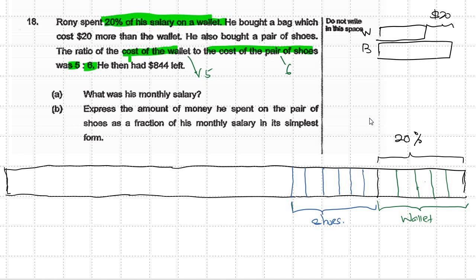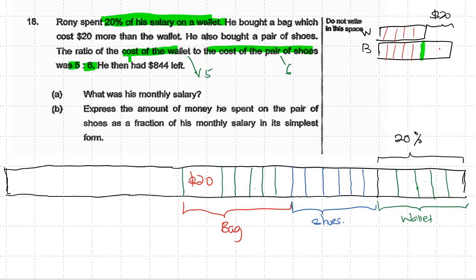But he not only bought shoes and a wallet, he also bought a bag. The bag is $20 more than a wallet. Since the wallet is 5, I can draw 5 here, and then there's $20 there. So the bag is 5 units because it's the same as the wallet. Here is 5, here is 5. You cut this into 5: 1, 2, 3, 4, 5. Here is also cut into 5.